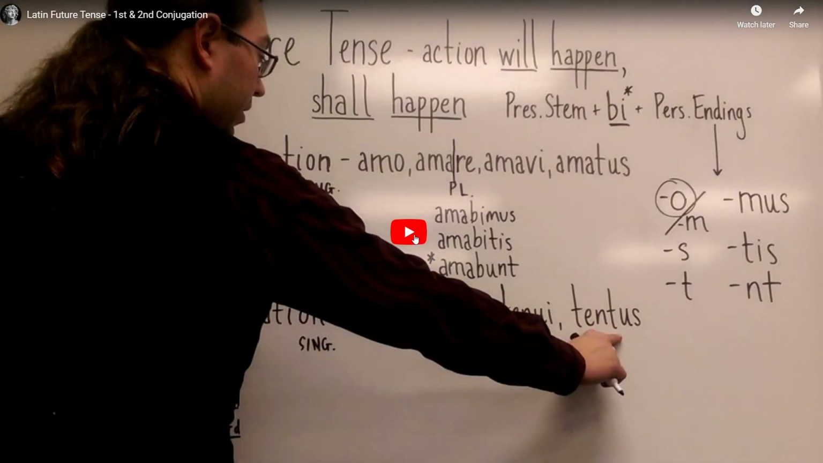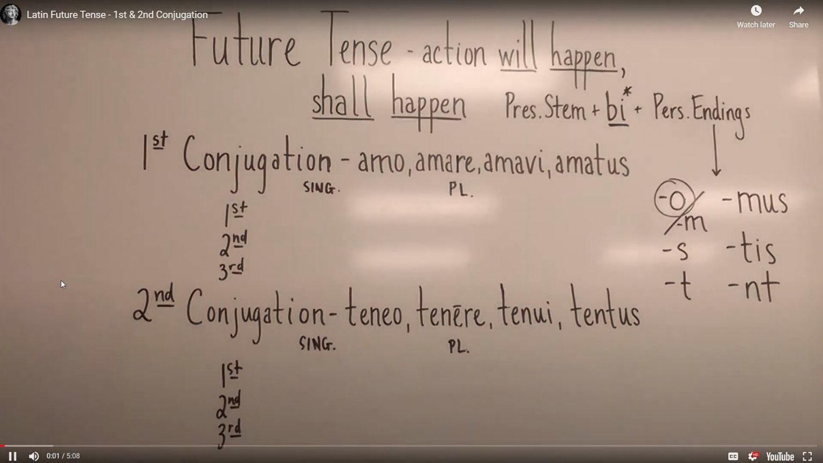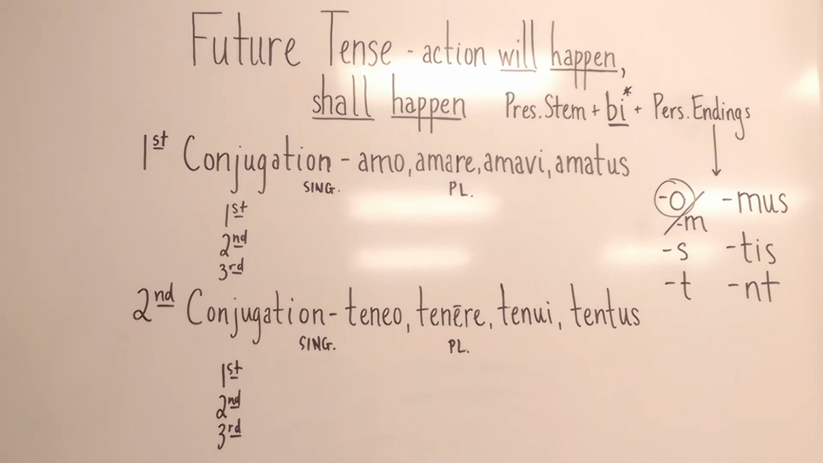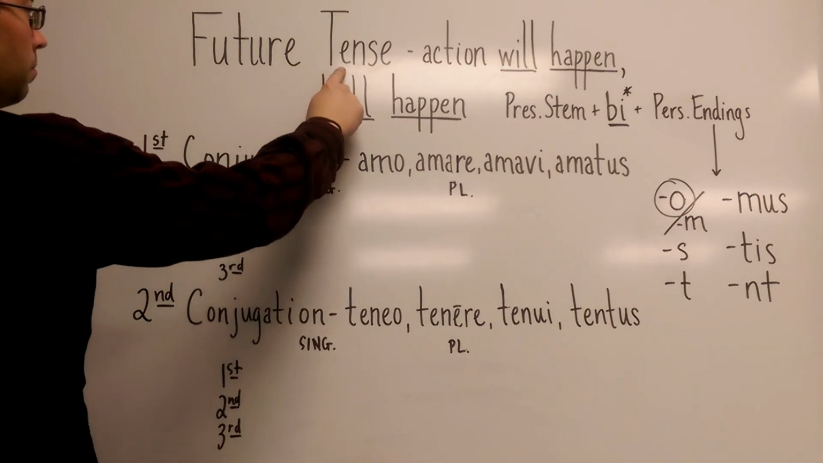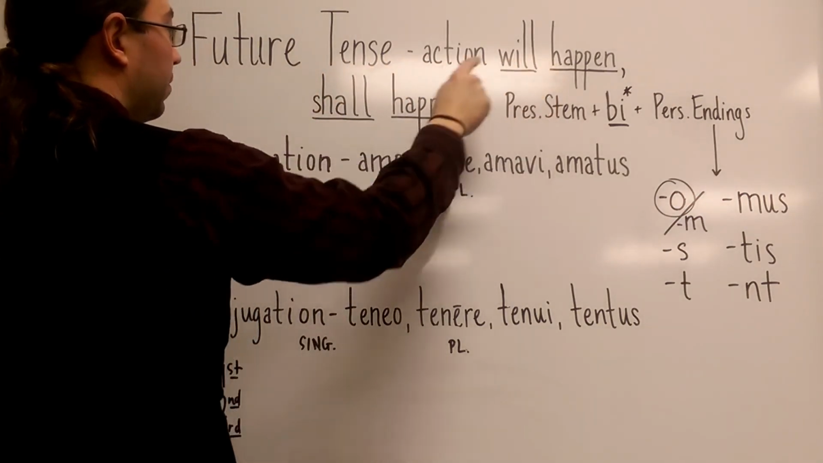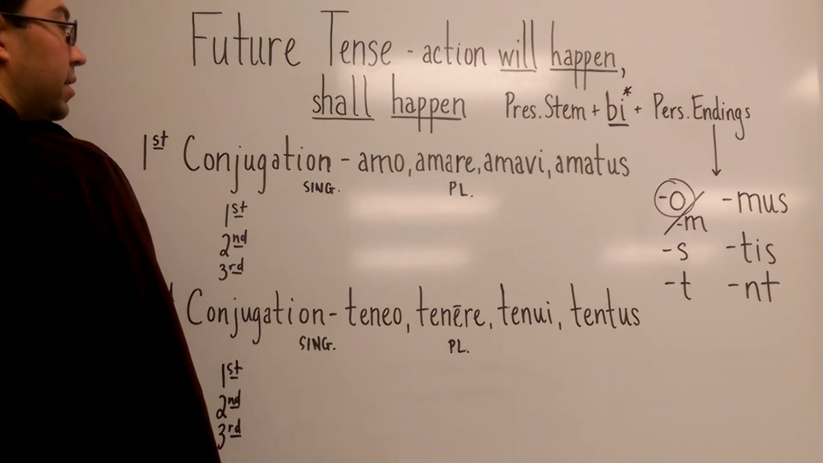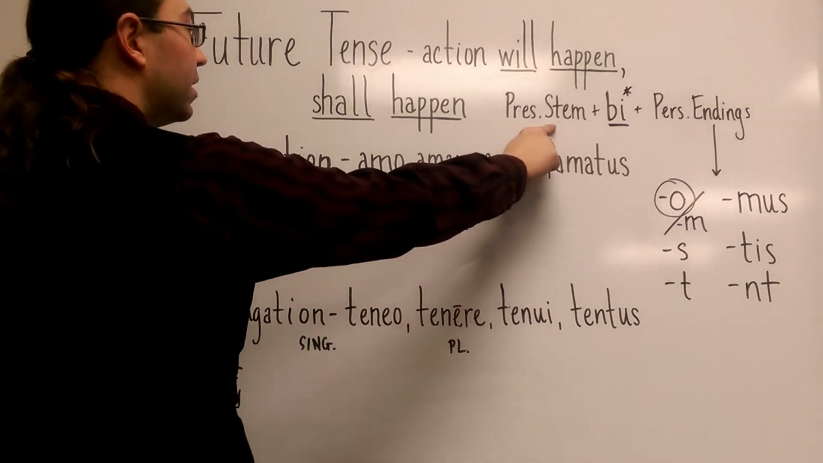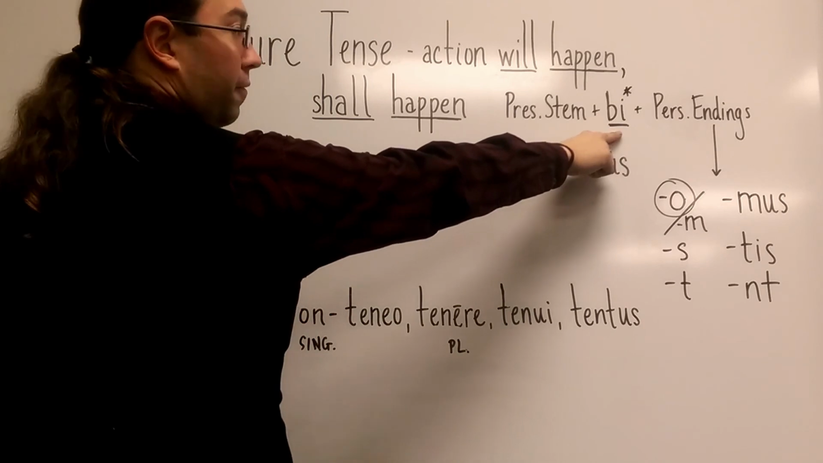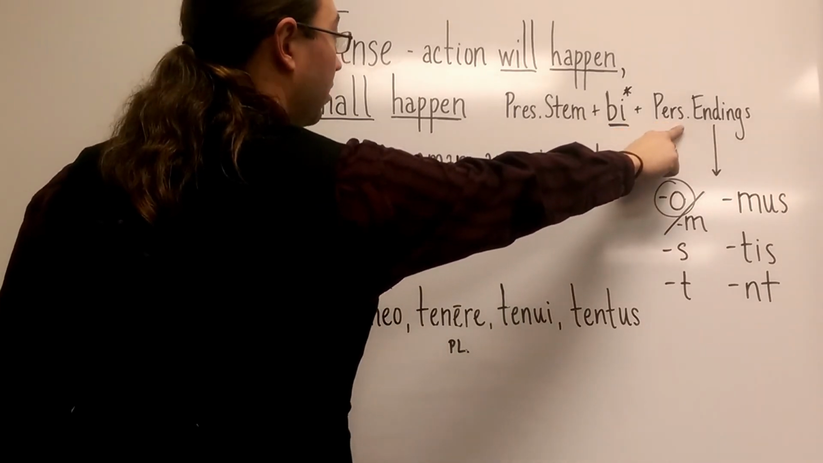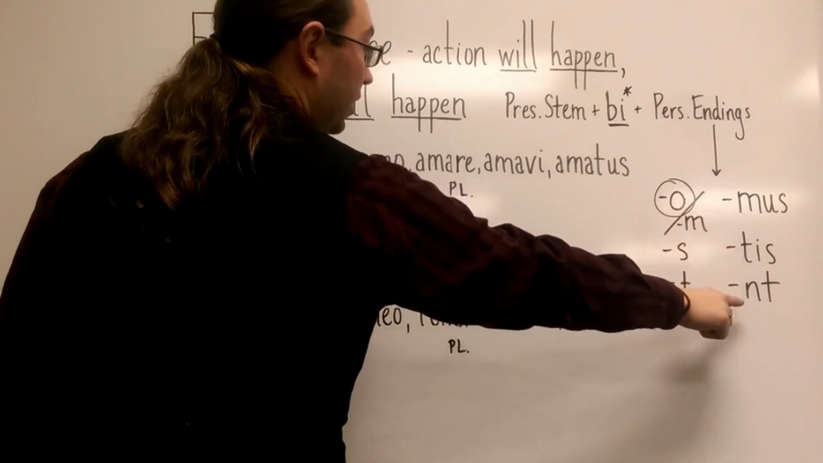All right, man working again. Will happen. Shall happen. The future tense is formed by taking the present stem, adding the tense marker bi for most forms, and the personal endings o, s, t, mus, tis, unt.